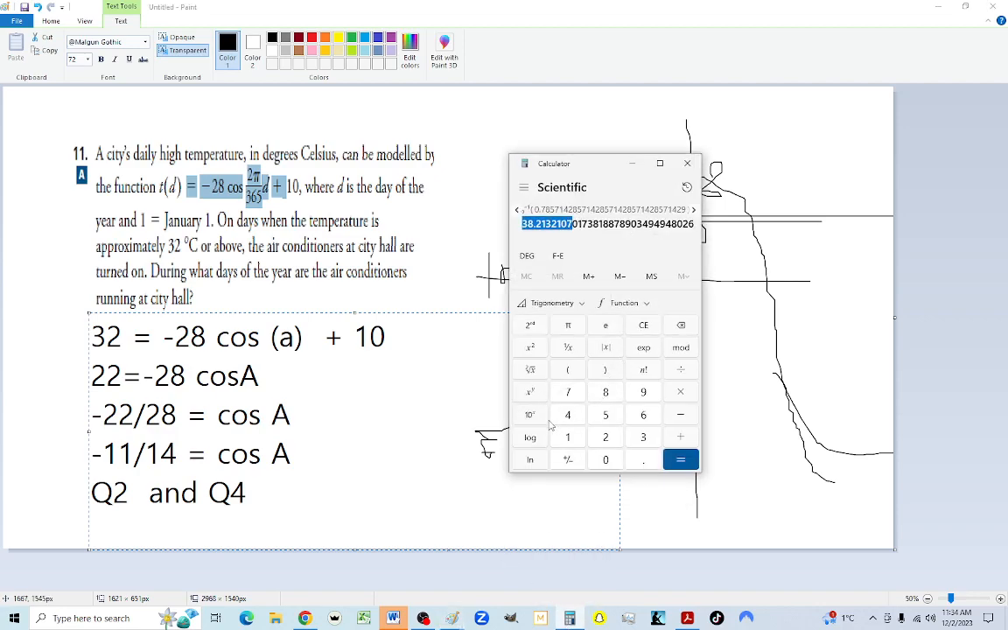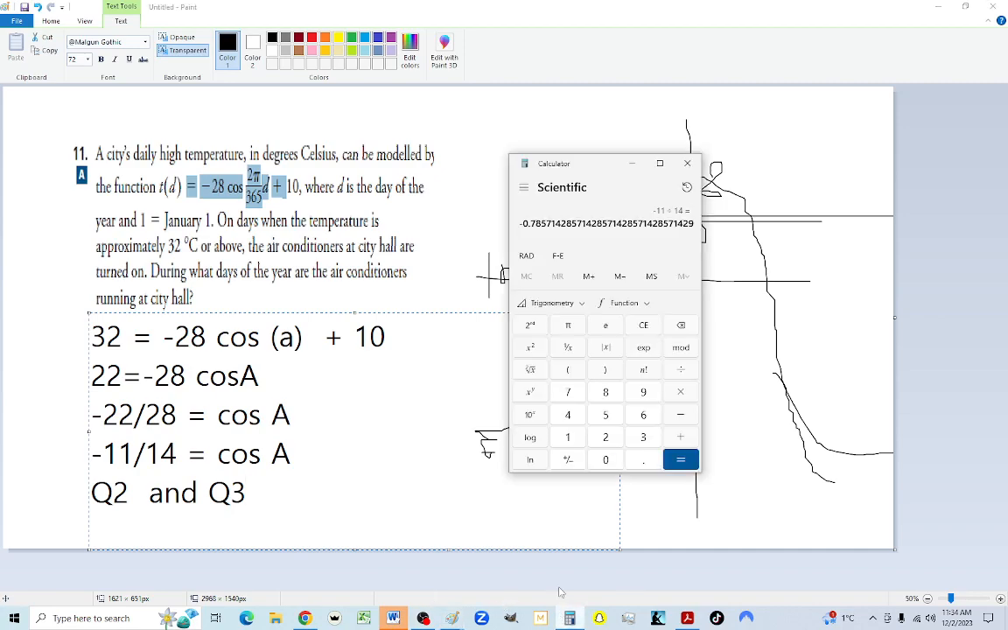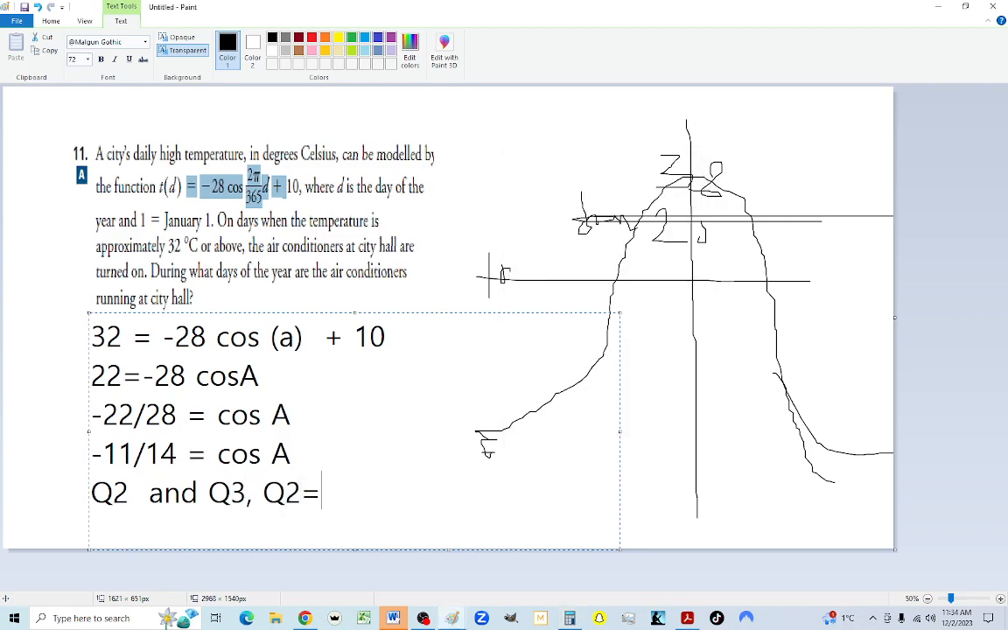First of all, let's find arc cosine of 11 over 14. And you might say, why am I not finding negative 11 over 14? Because that's going to give you the wrong quadrant. It's going to give you quadrant 2. If I do radian arc cosine, it's hard to figure out where that is, isn't it? But that's in quadrant 2 because 3.14 is 180. So that means in quadrant 2, we're talking this.